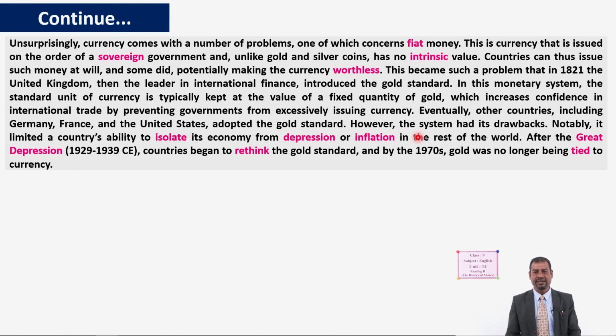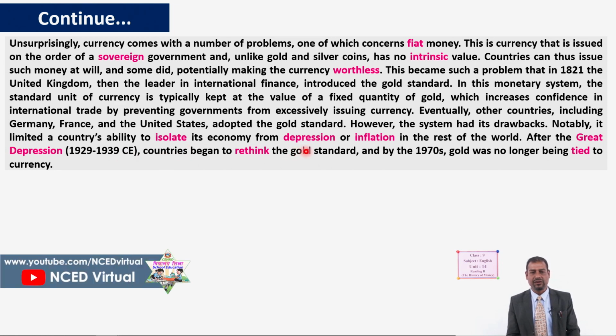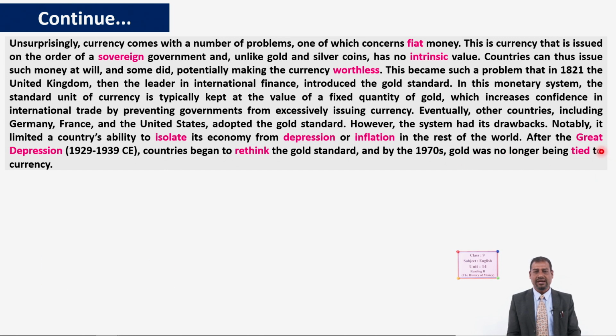However, the system had its drawbacks. Notably, it limited a country's ability to isolate its economy from depression or inflation in the rest of the world. After the Great Depression, 1929 to 1939 CE, countries began to rethink the gold standard, and by the 1970s, gold was no longer being tied to currency.